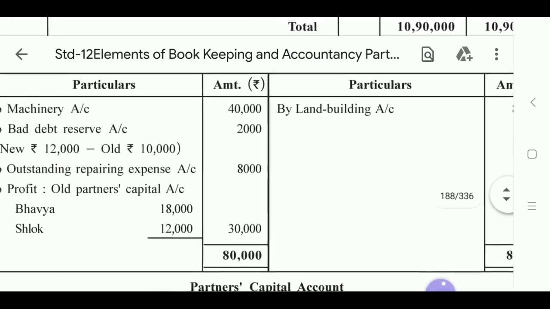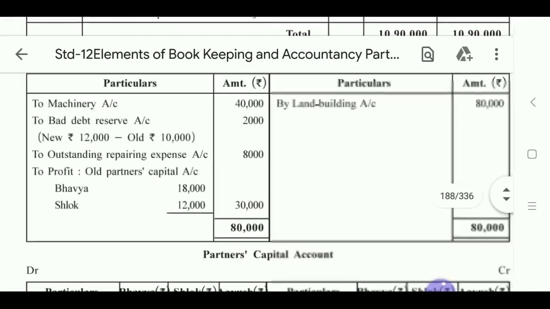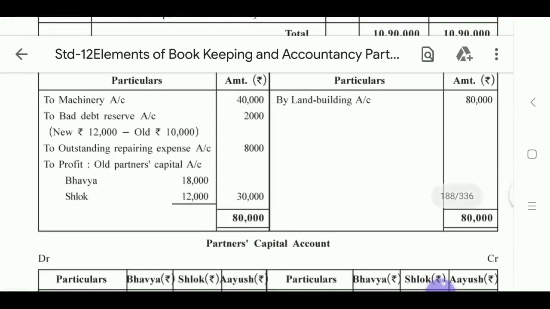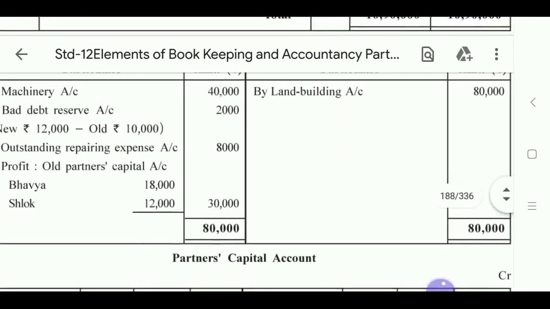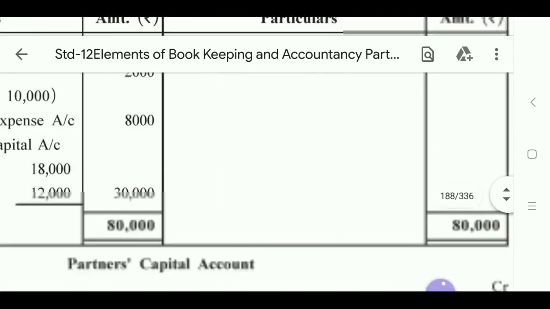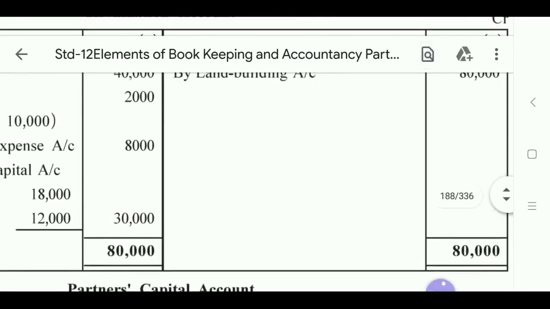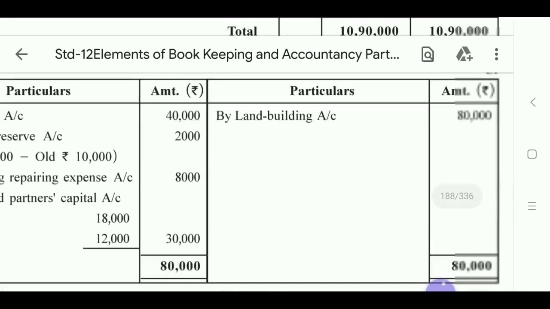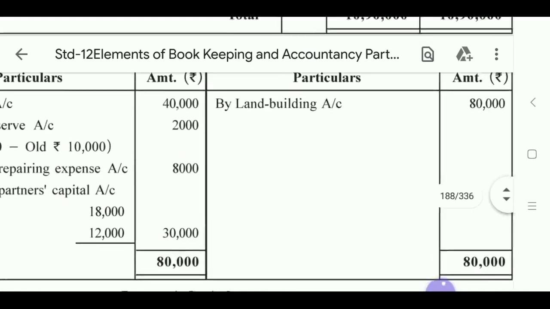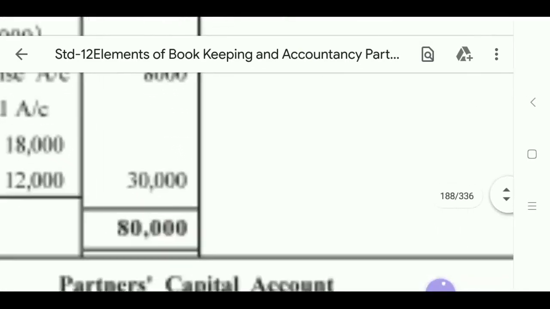Yes. सो टोटल कैसे किया जाता है, सबसे पहले आपको केयरफुली ऑब्जर्व करना है, चेक करना है कि टोटल किस तरफ का ज़्यादा है. यहाँ पे क्रेडिट साइड का टोटल ज़्यादा है. This is 80,000 and I have written here 80,000. Thereafter, 80,000 minus 40,000, 2,000, 8,000, which gives 30,000.